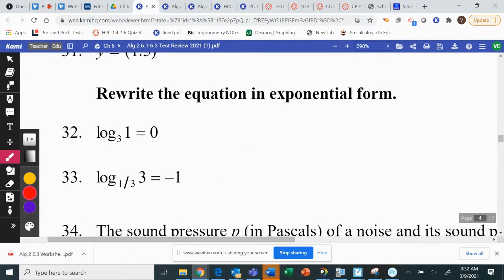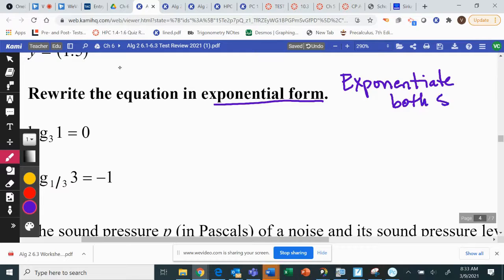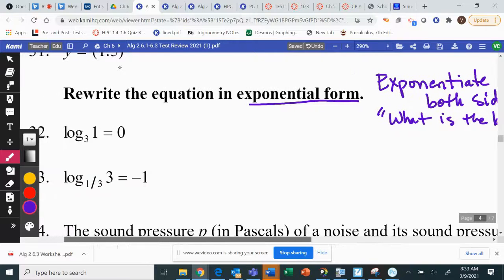Go to number 32. It says rewrite the equation in exponential form. For number 32, if you're asked to do it in exponential form, then you're going to exponentiate both sides. So I'm still going to ask myself, what is the base? We're going to exponentiate both sides. What is the base for number 32?